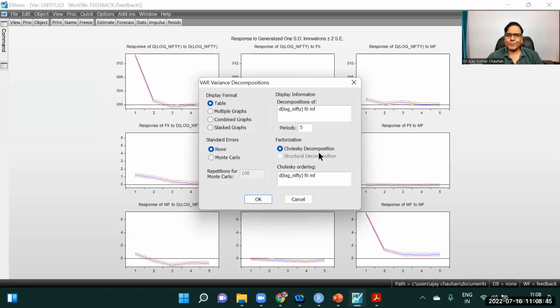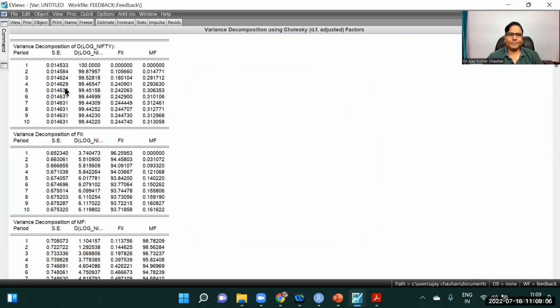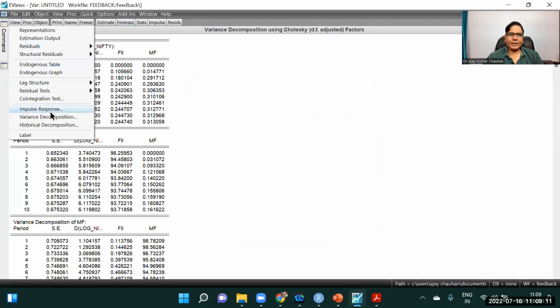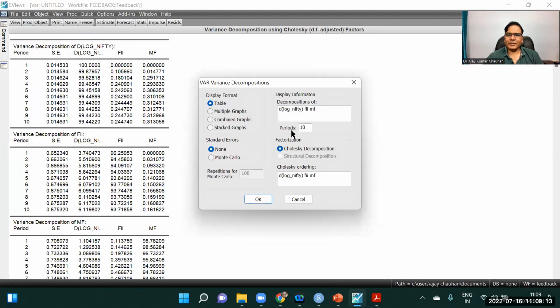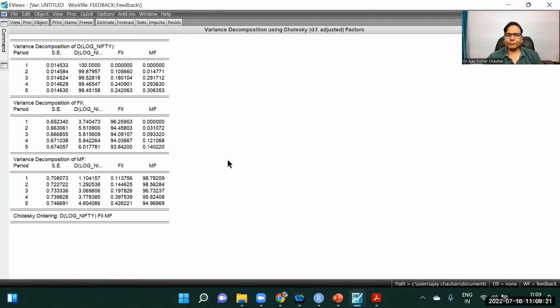No standard error. We are having only one option, Cholesky decomposition. So here we cannot have any option of generalized impulses. Normally in research papers, they take 10 periods. And Cholesky ordering is this. None, and click OK. So now you will have this result. In order to explain, I am taking 5. Otherwise, in most of the research papers, I have seen 10, but for all the table to come in one page, I'm taking 5.